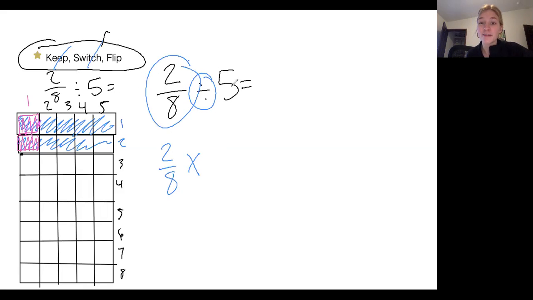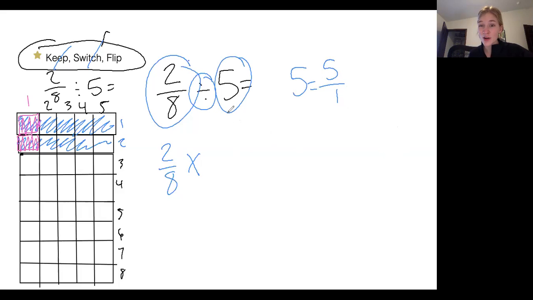And finally, I need to flip. And the last number here is 5. How do I flip a 5? Well, if you think back, we were able to discover that 5 is the same as the fraction 5/1. Anything divided by 1, or any number divided by 1, is itself. So if we throw the numerator or the denominator of 1 under the 5, that is the same.